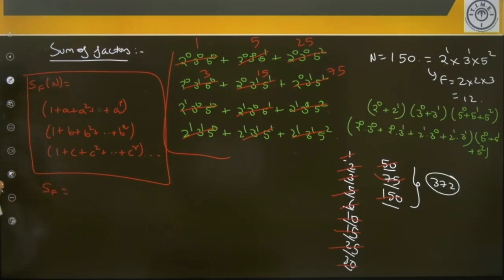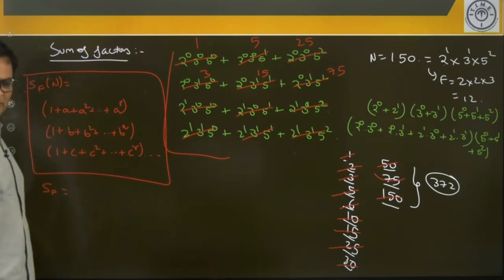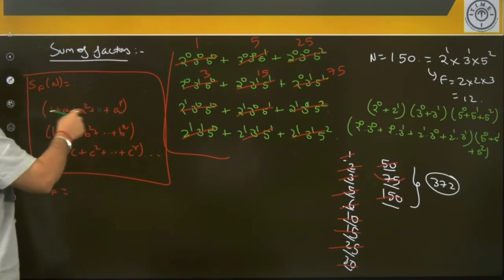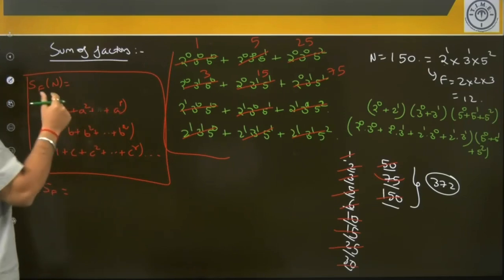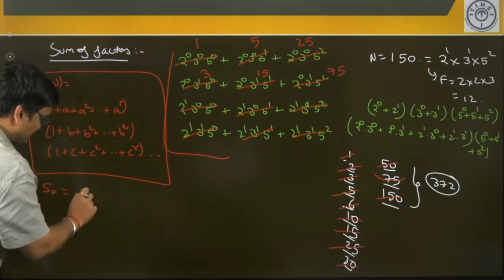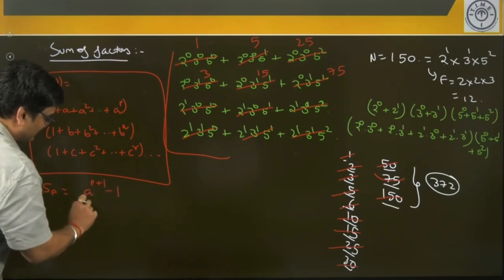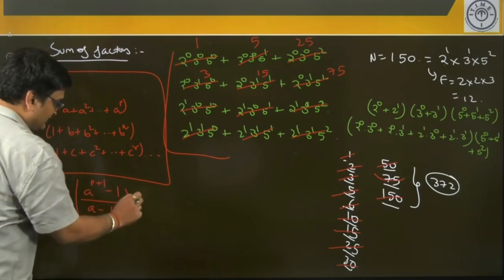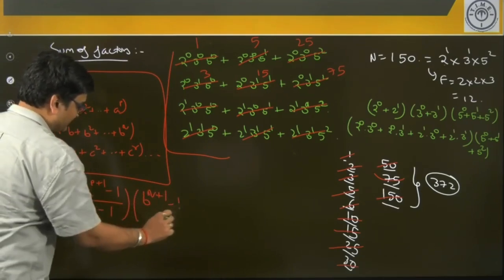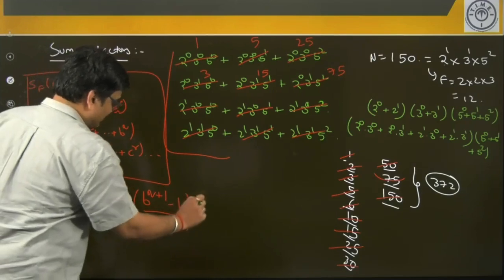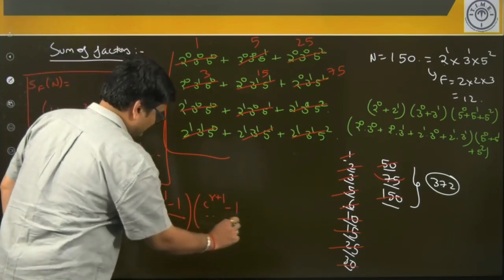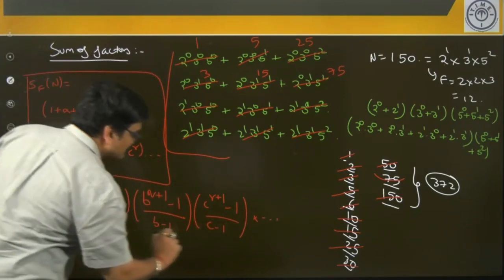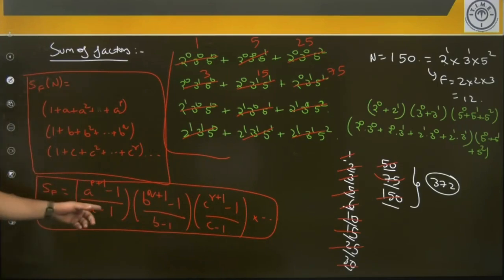If you are comfortable with geometric progression, you can further simplify this. This is nothing but a GP which has p plus 1 terms, with common ratio a, so the formula is a to the power p plus 1 minus 1 by a minus 1, into b to the power q plus 1 minus 1 by b minus 1, and similarly for c and so on. So, the sum of factors can also be remembered like this if you are comfortable with GP.